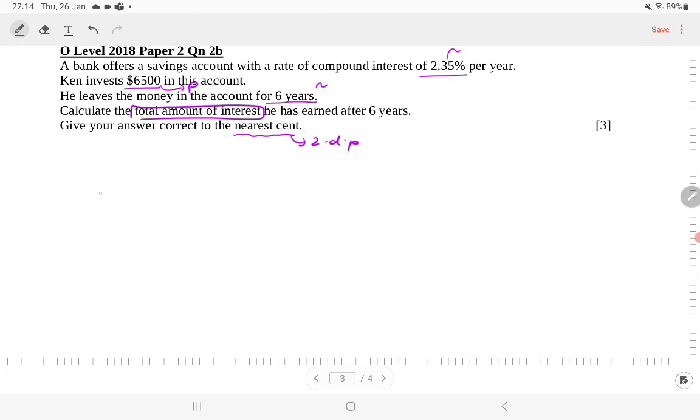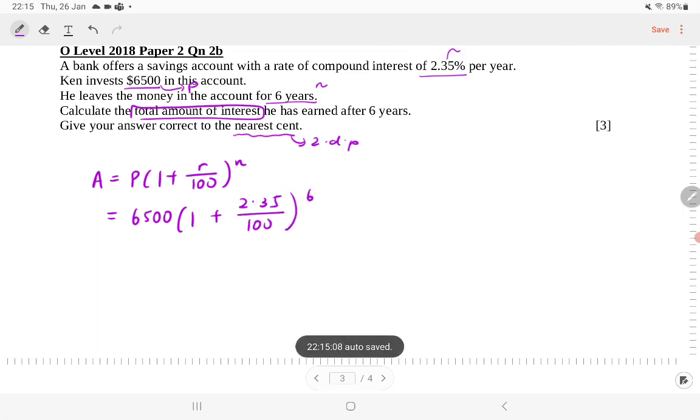Then our action plan now. Write down the formula, which is this. Okay, principal amount is 6,500. Interest rate is 2.35. And the number of years is 6. And then you check whether, yeah, compound interest per year. Okay, so it's not like per month or anything like that. Okay, so then use your calculator and calculate what is this value.